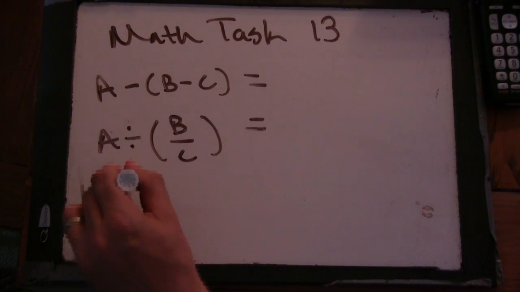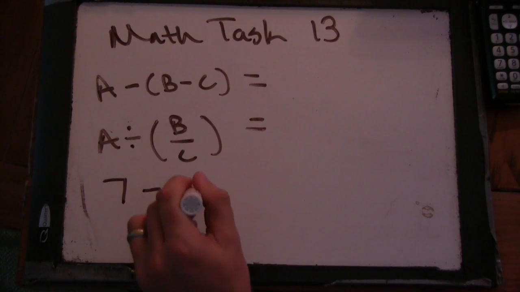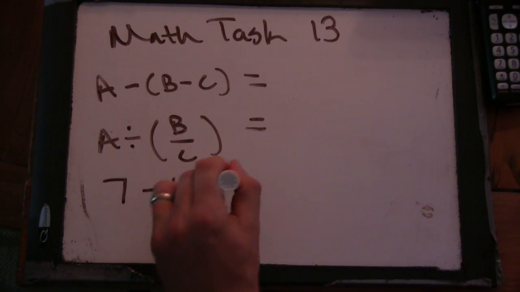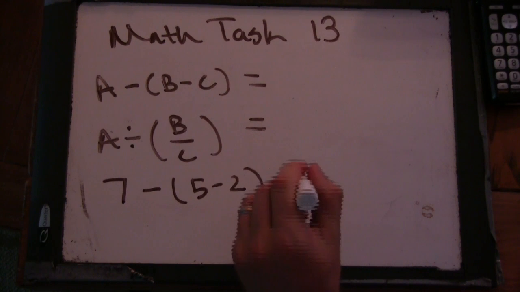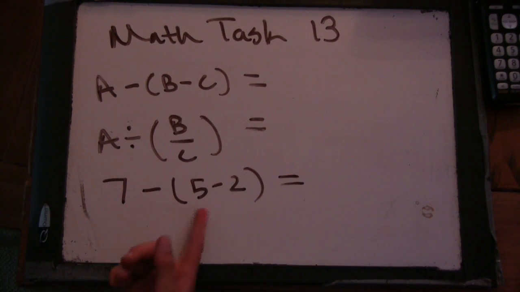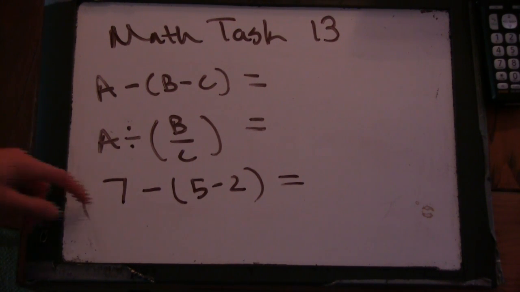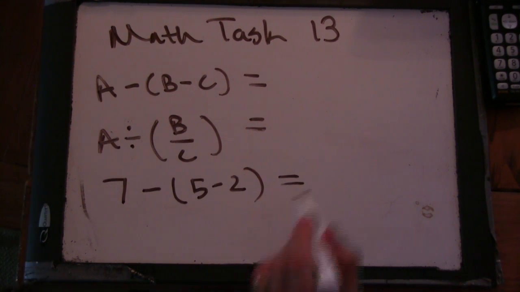So what if you were going to do 7 minus, let's say, 5 minus 2? What would you do here? I would solve in here first. Okay, then what does this equal? That's 3. Okay, so 7 minus 3 is 4.